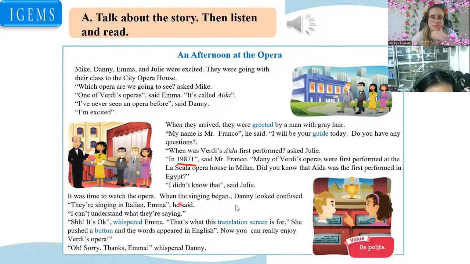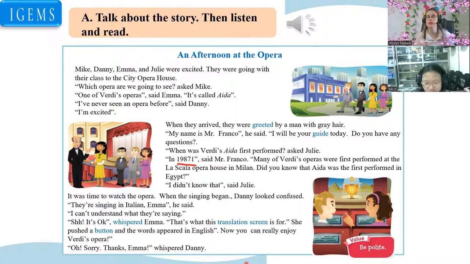When the singing began, Danny looked confused. They're singing in Italian, Emma, he said. I can't understand what they are saying. It's okay, whispered Emma. That's what this translation screen is for. She pushed a button and the words appeared in English. Now you can really enjoy Verdi's opera. Thanks, Emma, whispered Danny.